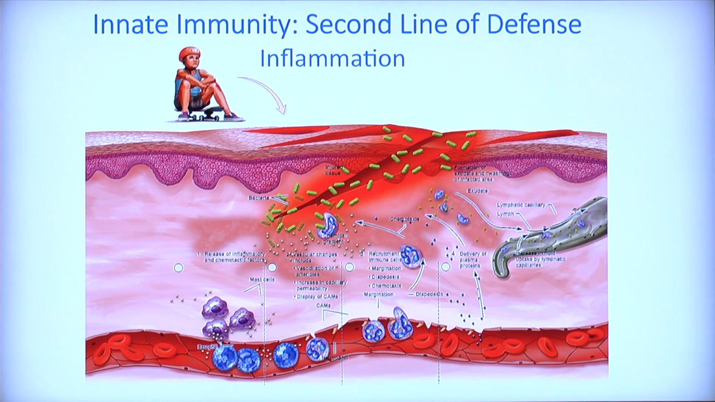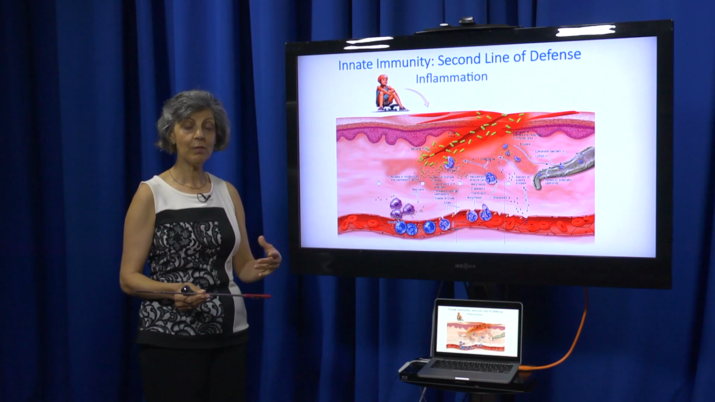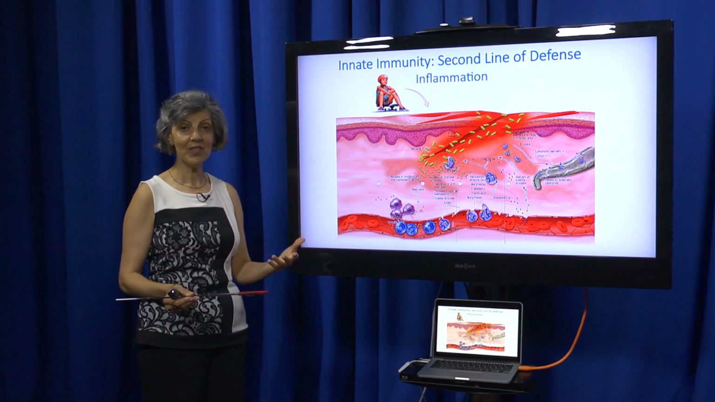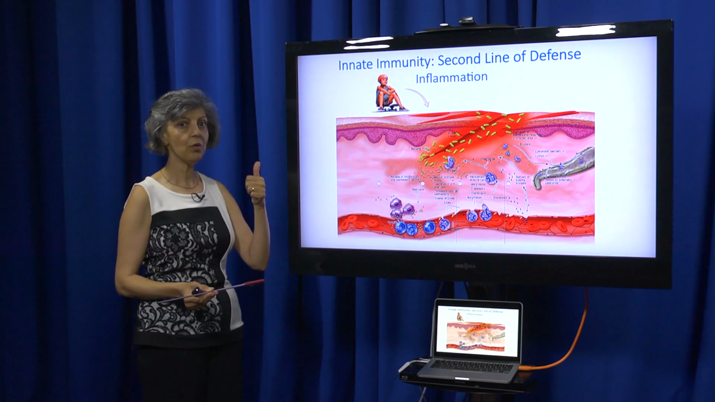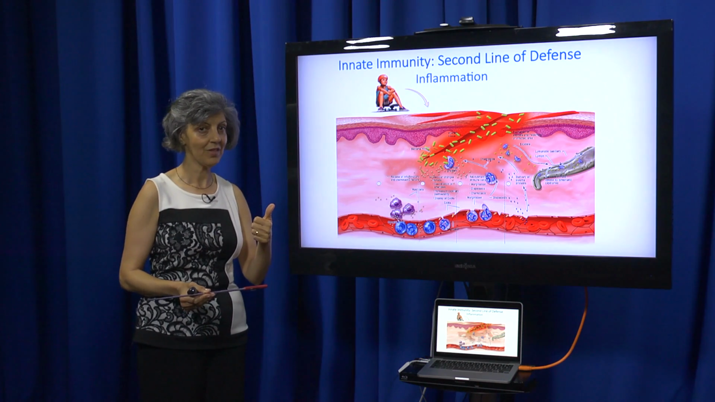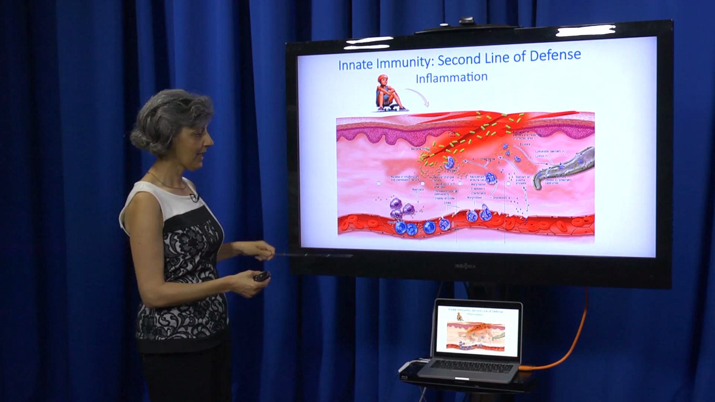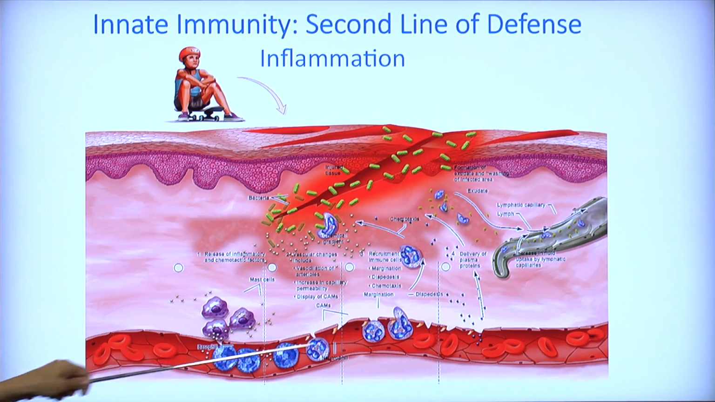So if we look at this area in a few hours, how is it going to look? And this explains the cardinal signs of inflammation. Number one, the area is going to be red. Where does the redness come from? The increased blood flow to the area. It's going to be hot because, yes, the temperature of blood is a little warmer than the skin.